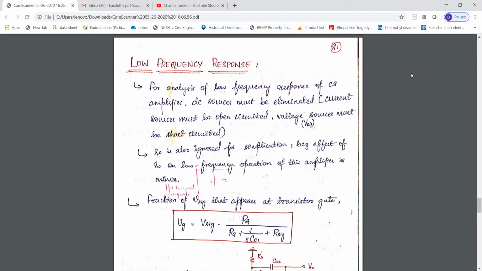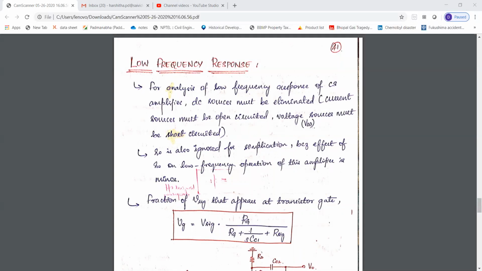For the analysis of the common source amplifier in its low frequency band, the DC sources, if any, present in the circuit must be eliminated, and the current sources, if any are present, must be open circuited. Here we have the configuration of the common source amplifier. Here we have a current source, so this must be open circuited.